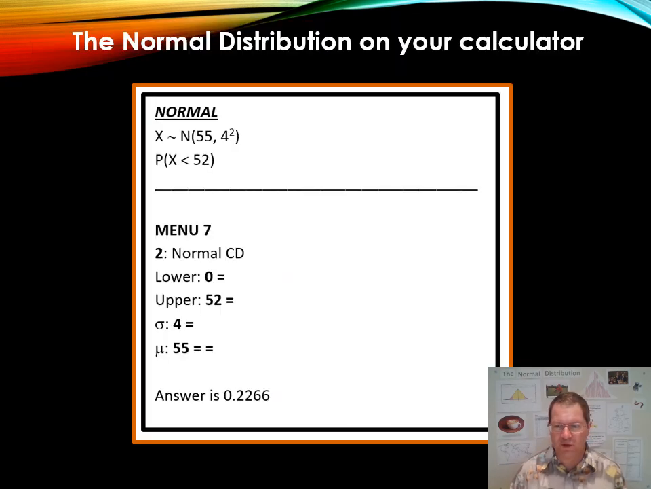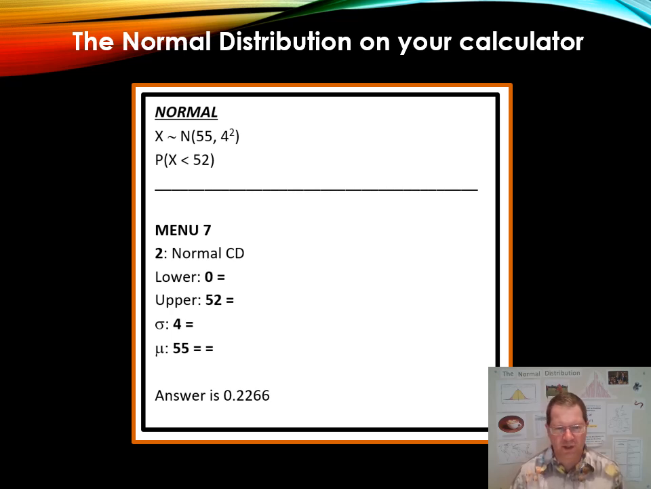But we can't limit ourselves to only looking at the mean and a whole number of standard deviations away from the mean. So here we have an example. If I was told that X was normally distributed with a mean of 55 and a standard deviation of 4, but I wanted to find the probability that X was less than 52, I can't use the facts that we've just been looking at, because 52 is 3/4 of a standard deviation away from 55. However, we can use another function on our calculators. If you use menu 7 and then press number 2, that gives you the normal cumulative distribution.